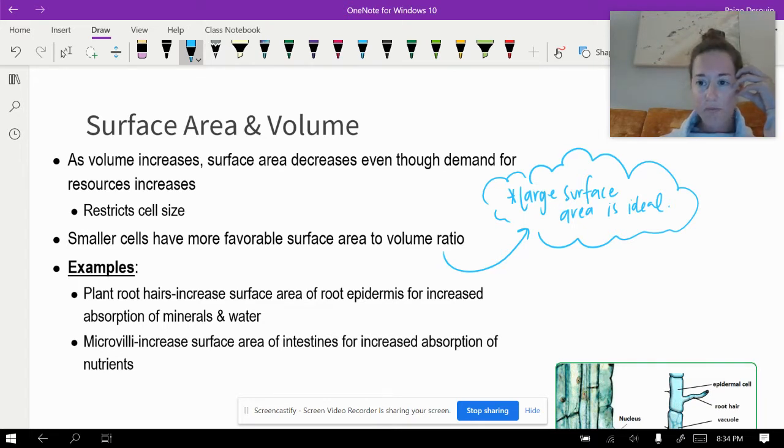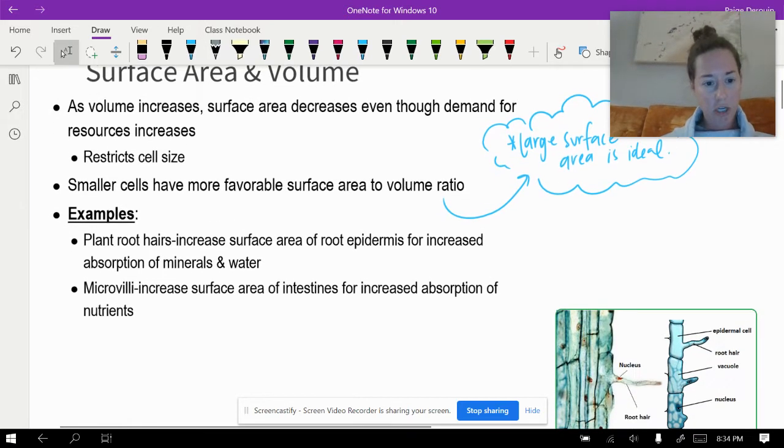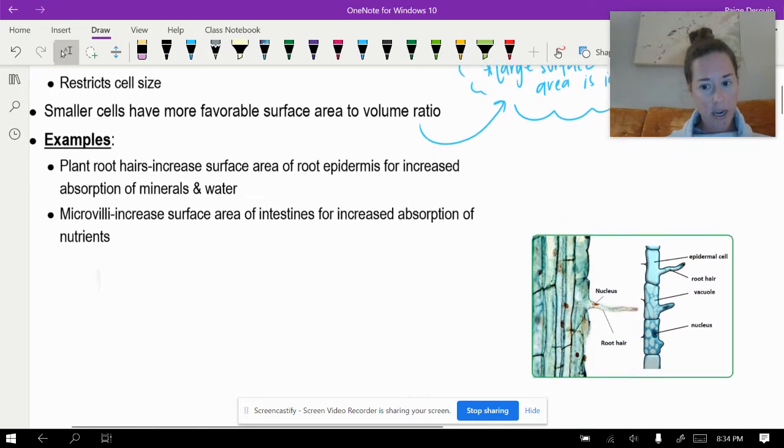So cells, generally speaking, will have a large surface area because they'll have more membrane than they have cytoplasm, which is the volume inside of the cell. Some examples of cells that have super huge surface area to volume ratios are plant root hair cells and also microvilli, and I'll show you some pictures of those things right now.